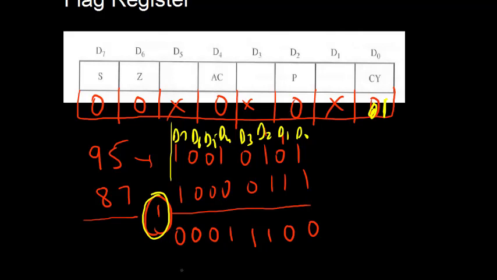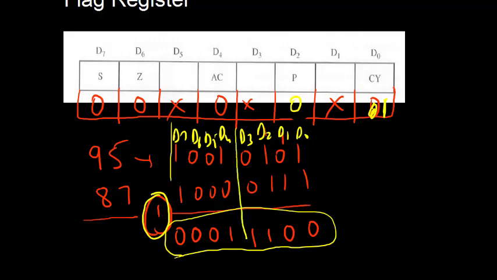Now next, parity. Whatever result we are seeing here contains 3 ones, and 3 is an odd number, because of which this particular flag is of course reset, because it is an odd number of ones. Then auxiliary carry. When a carry is generated by this D3 column and passed here, then this is set, otherwise it is reset. And in this case we see there are no carries passed, so this remains 0 only.